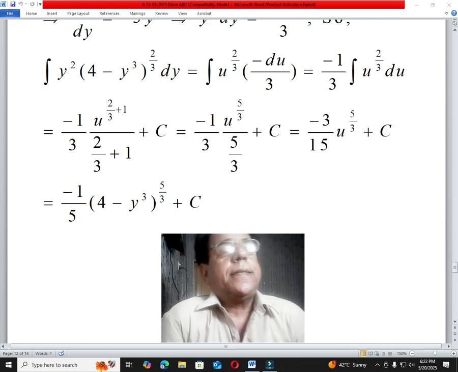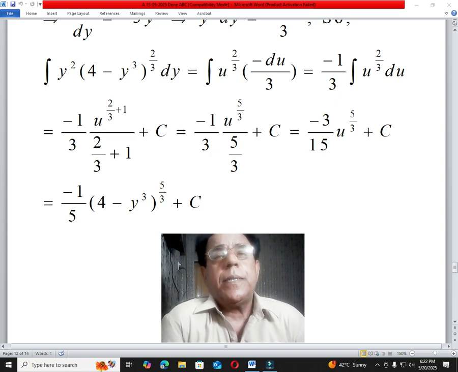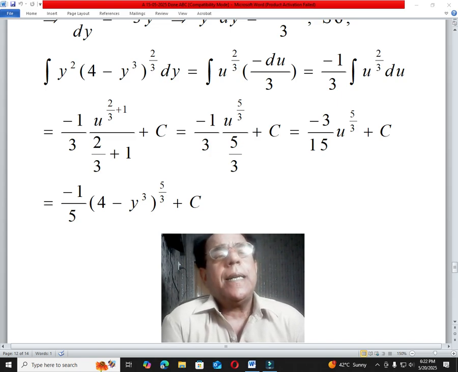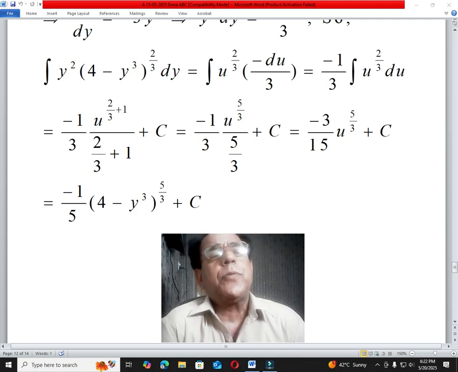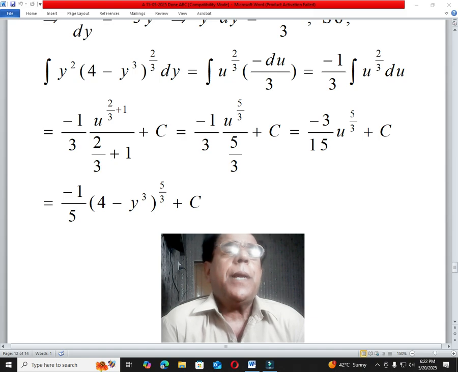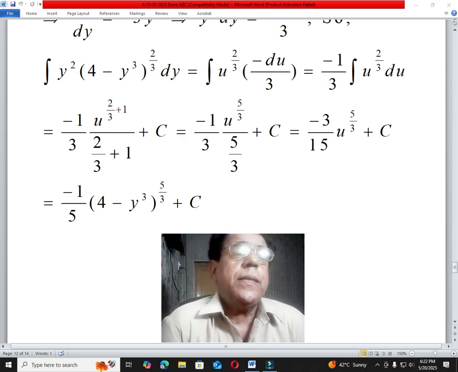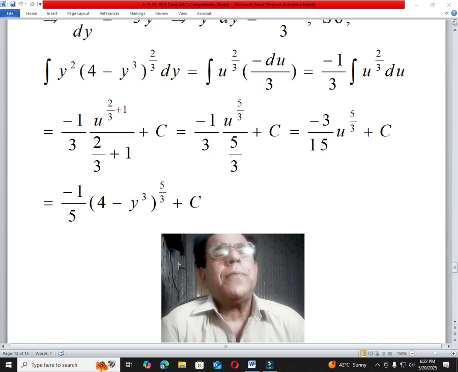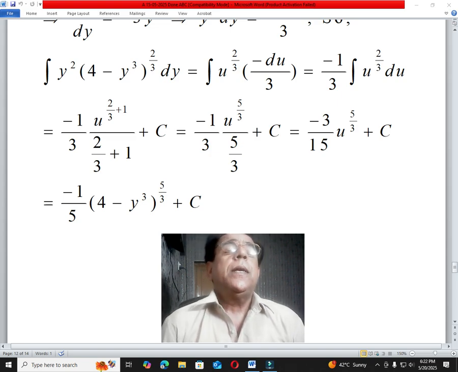So our next step will be minus 1 by 3 u raised to power 2 by 3 plus 1, and at the same time this value, that is 2 by 3 plus 1, will also appear in the denominator, plus c. This will be equal to minus 1 by 3 u raised to power 5 by 3 divided by 5 by 3, because 2 by 3 plus 1 will be equal to 5 by 3, plus c.